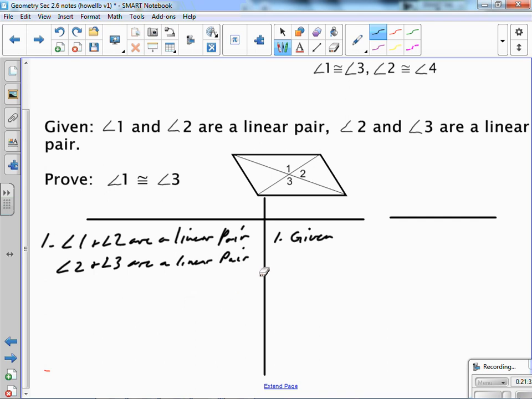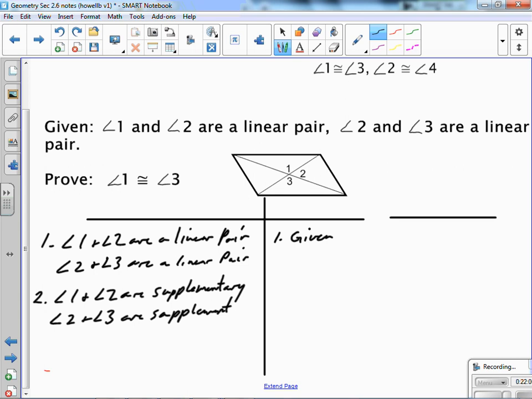So since they're a linear pair, what did we just learn about linear pairs? They are going to be supplementary, right? So angle 1 and angle 2 are supplementary. Angle 2 and angle 3 are also supplementary. Which came from the linear pair postulate we just learned.